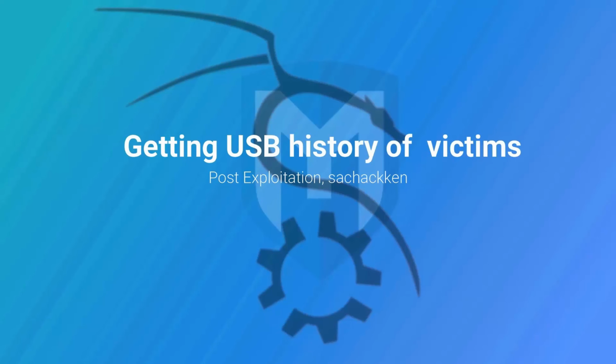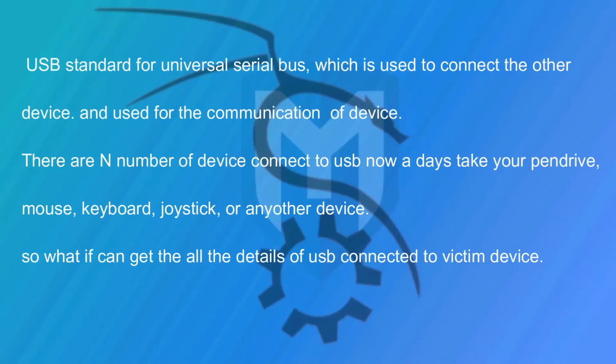In this video, you are going to learn how to get the USB history of a victim PC. USB stands for Universal Serial Bus, which can be used to connect or communicate with other devices. In the real world, you can see n number of devices like pen drive, mouse, keyboard, joystick, or any other devices. Almost all devices are connected through USB. So what if you can get all the details of USB devices connected to the victim PC? How do we do that? Let's begin.